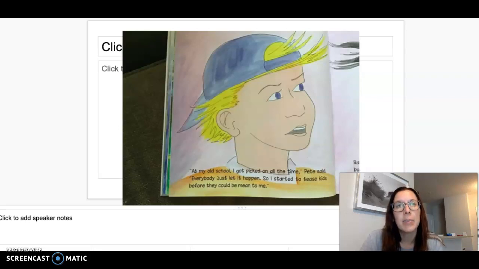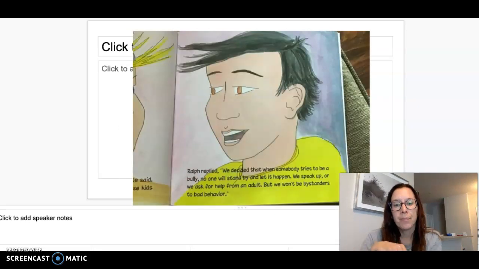Oh, okay. That does make sense now why he acts the way that he does. He's trying to keep like a barrier up, or a wall up. So what happened at his old school doesn't happen now at his new school.